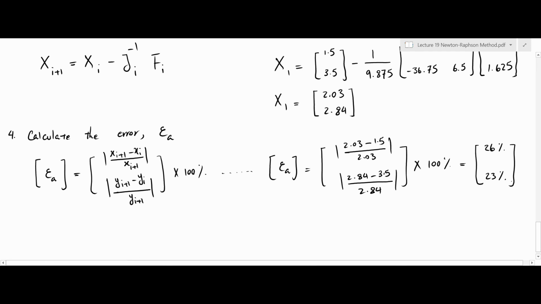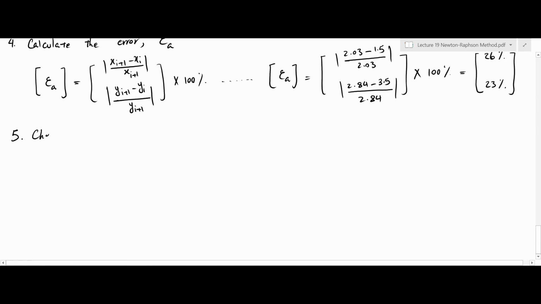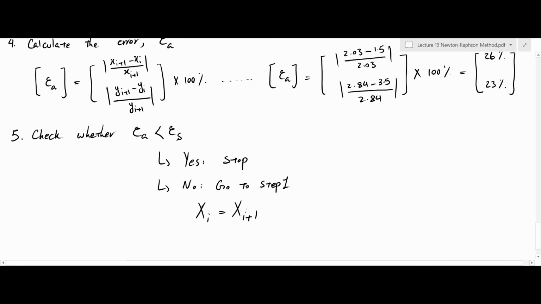Finally, step 5 is to check whether our error is smaller than our pre-specified tolerance. If the answer is yes, we will stop the iteration. If the answer is no, we will continue the iteration by going back to step 1 and using xi plus 1 as our initial guess. So in case of our example, we can have multiple pre-specified tolerances, one for x and one for y, but for simplicity, let's assume that we have only one pre-specified tolerance, 1%, and clearly our errors are larger than our pre-specified tolerance, so we have to continue the iteration.